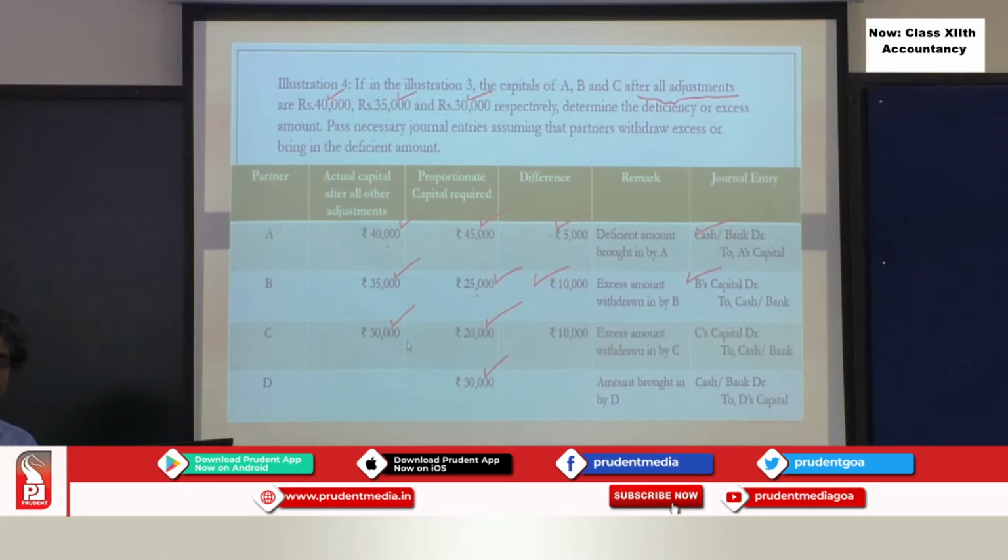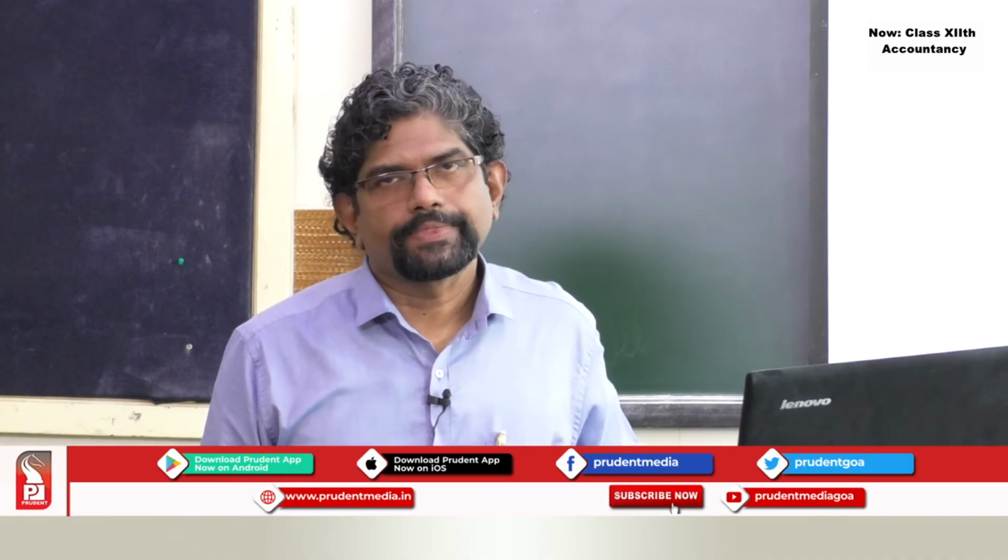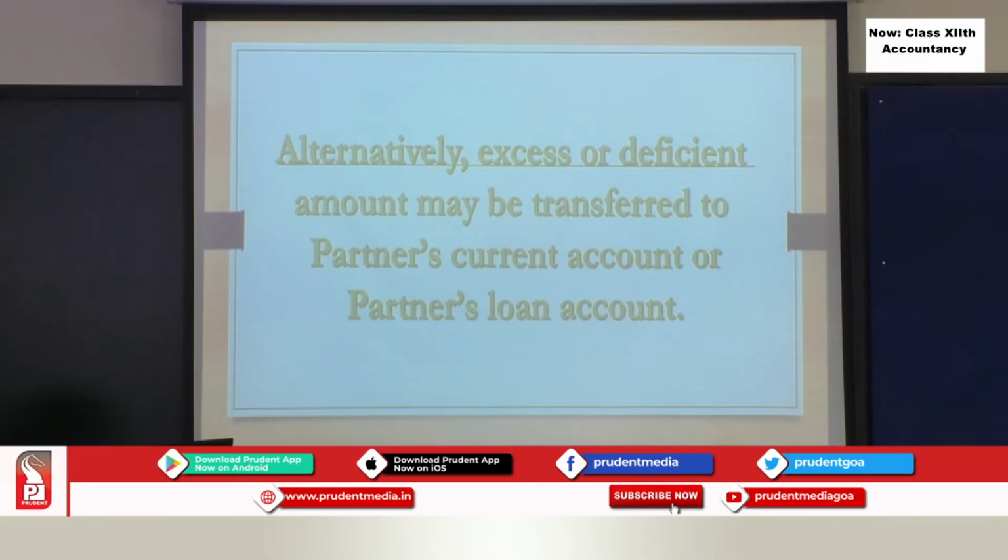What about partner C? A similar situation. He has a surplus amount. He has 30,000 rupees, whereas he requires only 20,000 rupees, which means there is an excess of rupees 10,000 in his capital account. He can withdraw that amount, his capital will be debited and cash or bank will be credited. The partner D, the new partner, brings in his proportionate capital 30,000 rupees, cash or bank account debtor to partner's capital account. So this is how we will adjust the excess or deficient amount in the capital accounts of the partners. Alternatively, excess or deficient amount in the capital accounts can also be adjusted by transferring to partner's current account or partner's loan account, as the case may be, as mentioned in the partnership deed or as agreed upon by the partners.